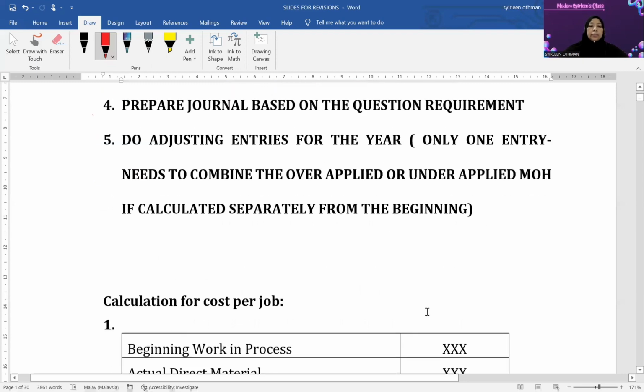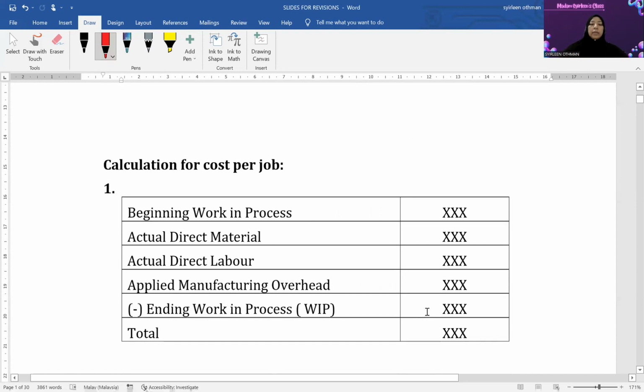So for calculating the cost per job, this is actually the basic requirement in calculating the job cost. Normally in the questions, you are given the direct materials, the direct labor, and the basis used in the questions. We are supposed to calculate the applied manufacturing overhead. This is only for one job. If you have more than one job, you are going to have a table listing all the jobs given in the questions.